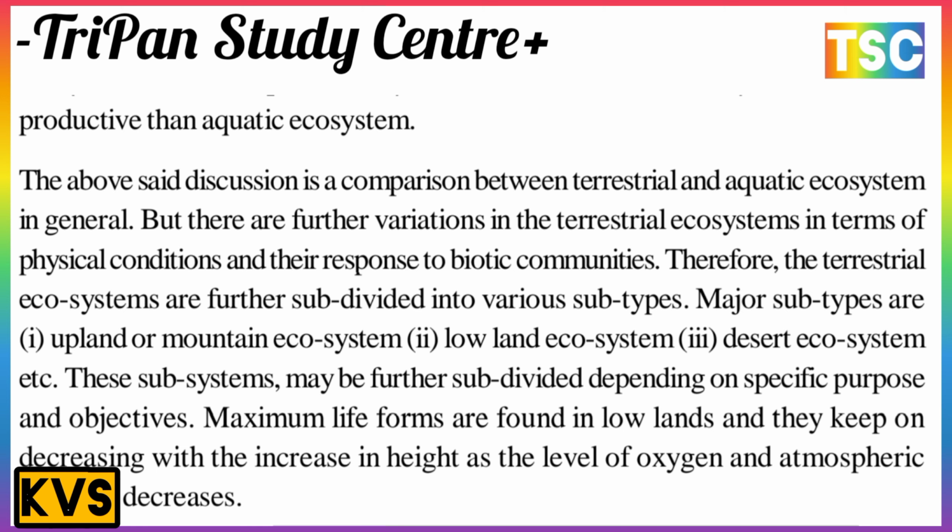But there are further variations in the terrestrial ecosystem in terms of physical conditions, and there is a response to the biotic communities. Therefore, the terrestrial ecosystem is further subdivided into various subtypes. The major subtypes are the upland or mountain ecosystem, the lowland ecosystem, the desert ecosystem, etc. These subsystems may be further subdivided depending on the specific purpose and objectives. The maximum life forms are found in the lowland, and they keep decreasing with increasing height as the level of oxygen and atmospheric pressure decrease.